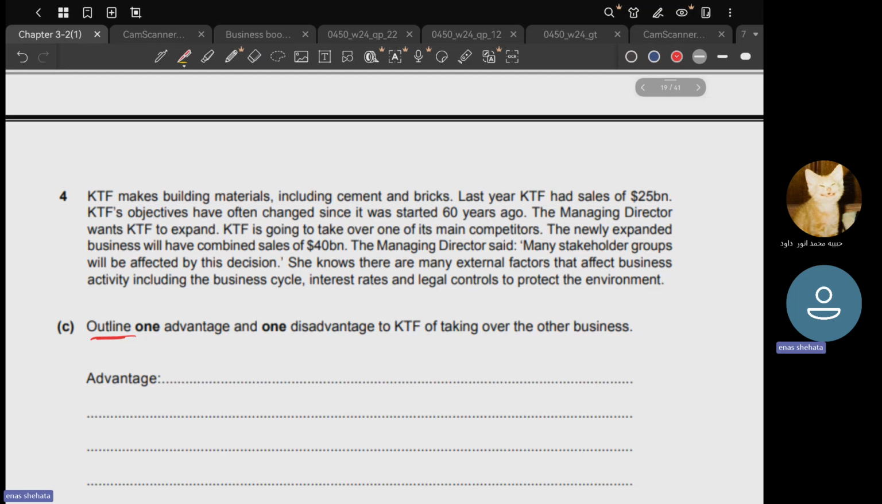KTF is going to take over one of the main competitors. The newly expanded business will have combined sales of $40 billion. The managing director said many stakeholder groups will be affected by this decision. She knows there are many external factors that affect business activity, including business cycle, interest rate.